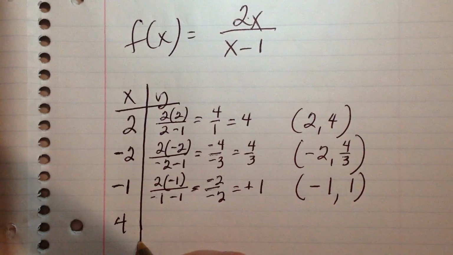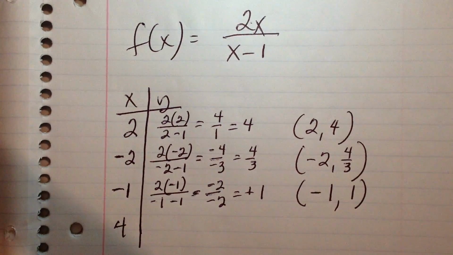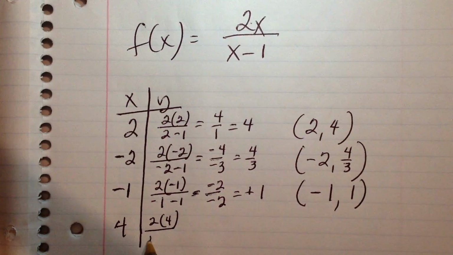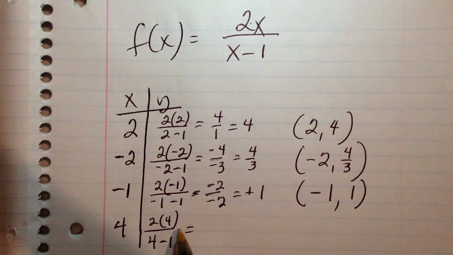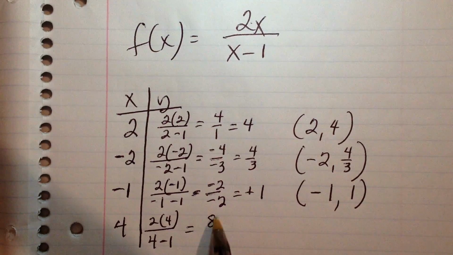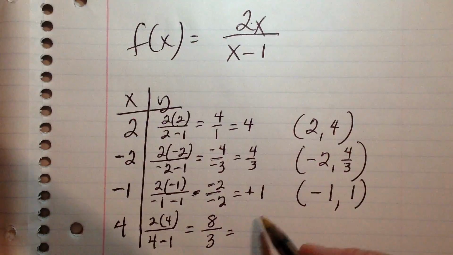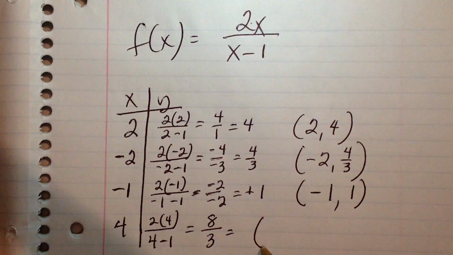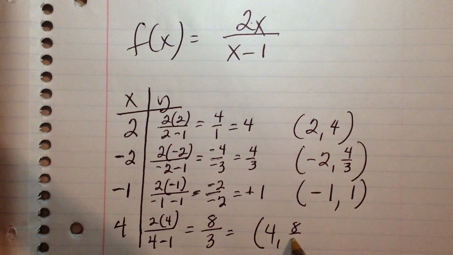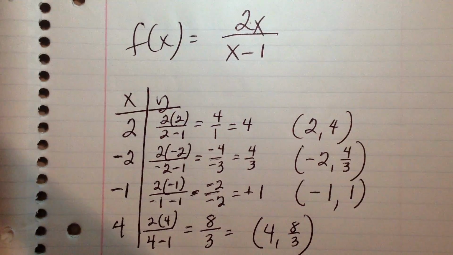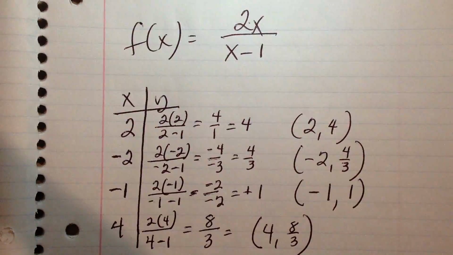I'm going to pick one more. Let's pick positive 4. I'd have 2 times 4 divided by 4 minus 1. That's 2 times 4 is 8, divided by 4 minus 1, which is 3. So that's 8/3. That would be the point (4, 8/3). Okay? So I'm going to begin graphing now.